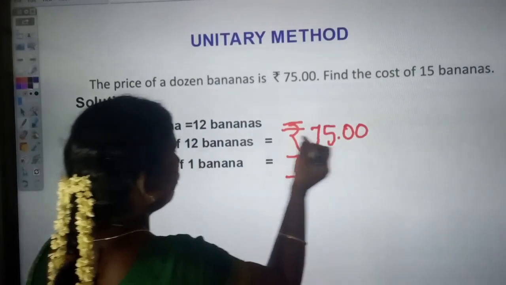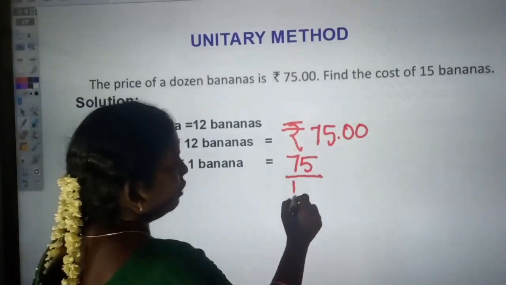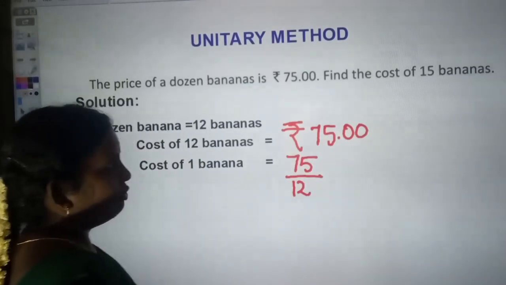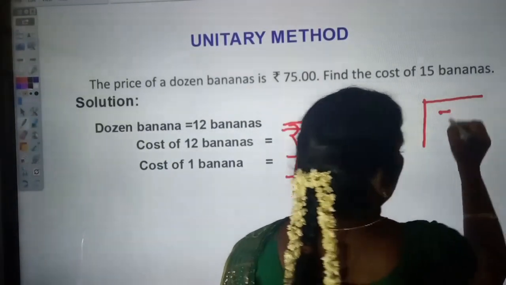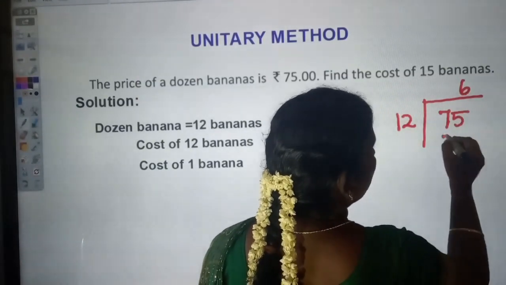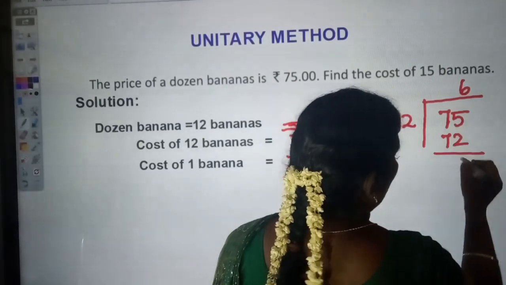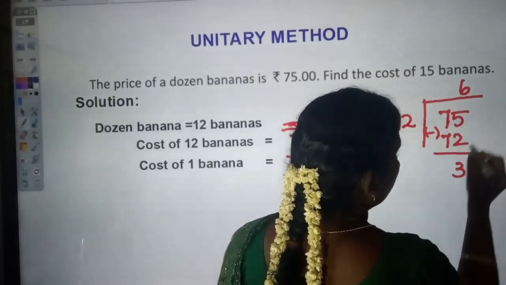So the cost of 12 bananas is rupees 75. We want the cost of 1 banana. Therefore we have to do 75 by 12. Therefore we have to do the division here. 75 divided by 12. Here 12 6s are 72. The remainder is, when we subtract, 5 minus 2 is 3.